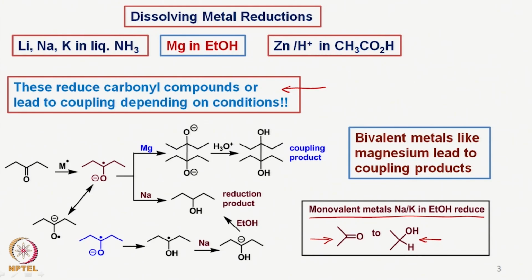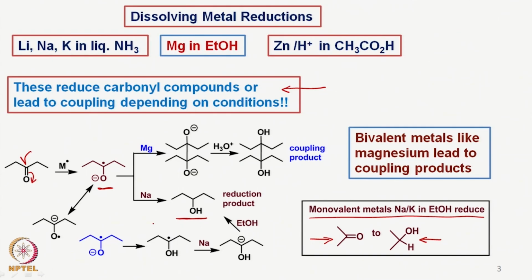First we would like to see what exactly happens when a carbonyl compound is brought in contact with a metal, either a monovalent or a bivalent. For example, once this metal transfers an electron to this carbonyl carbon, there is a movement of electrons and that leads to the formation of this radical anion which is here. Now if this radical anion receives another electron from sodium and then undergoes protonation, then we get a reduced product.